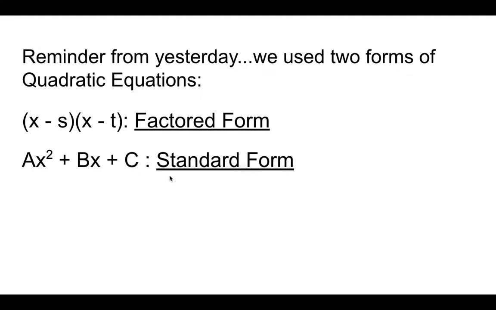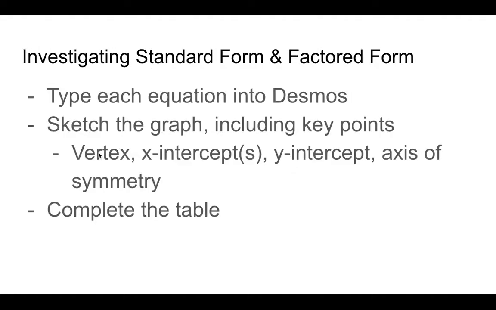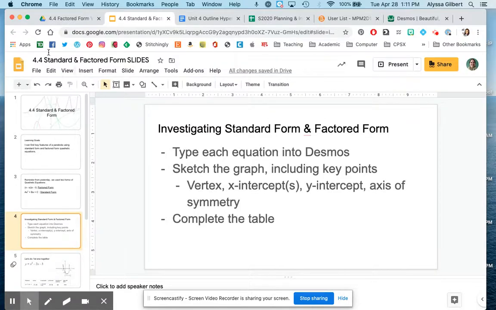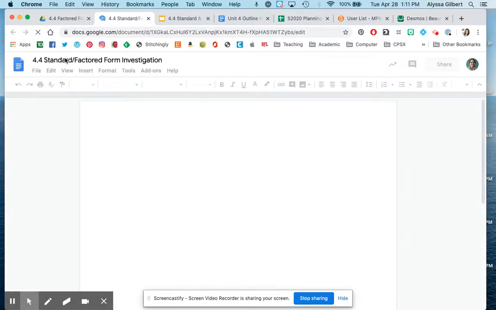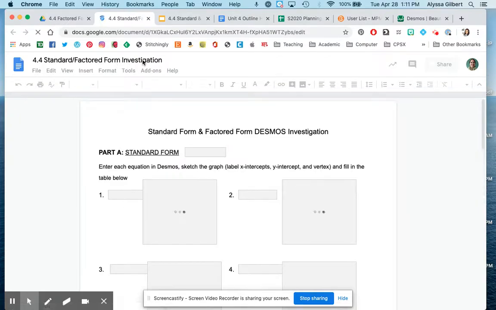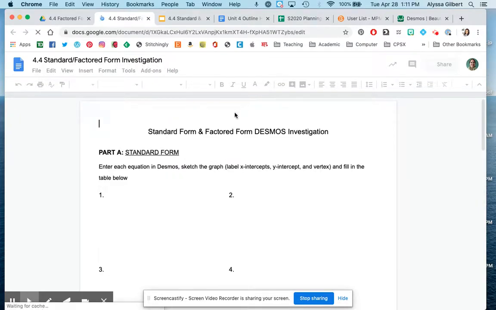So what we're going to do today is graph equations in these forms and see what information we can pull out of those equations from the graph. Okay, so there's an investigation for you to do before I share with you what the summary is. So in your Brightspace classrooms, if you find 4.4 standard factored form investigation, you can go through it.